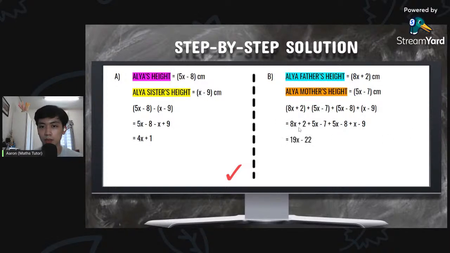Therefore, we need to kumpulkan terms yang sama. Let's see which terms are the same. 8x is the same, right? 8x with 5x, 5x, and x. So we add it together, we'll get how much? We get 19x. And then the others is 2 minus 7 minus 8 minus 9, and we'll get negative 22. So it's like 19x minus 22.